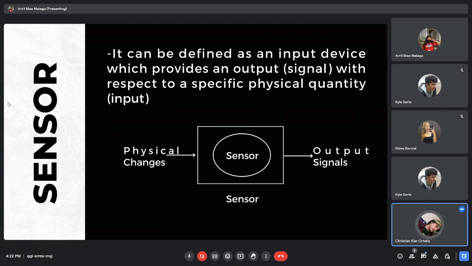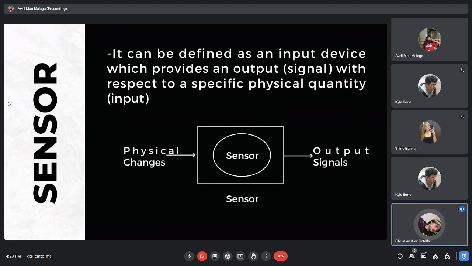So, let's have an example. As we can see in the diagram, let's say our device is a thermocouple. This device is a type of sensor that is used to measure temperature. The physical change in the diagram is temperature. The sensor in the center is the device, which is the thermocouple, and when the junction experiences a change in temperature, it converts the temperature into voltage. So, our output is the voltage, and if the temperature rises, the voltage also rises.